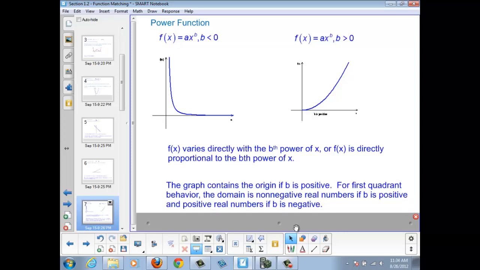And as we were discussing, the graph contains the origin if b is positive. For first quadrant behavior, the domain is non-negative real numbers if b is positive, and positive real numbers if b is negative. So non-negative real numbers include 0 when b is positive.